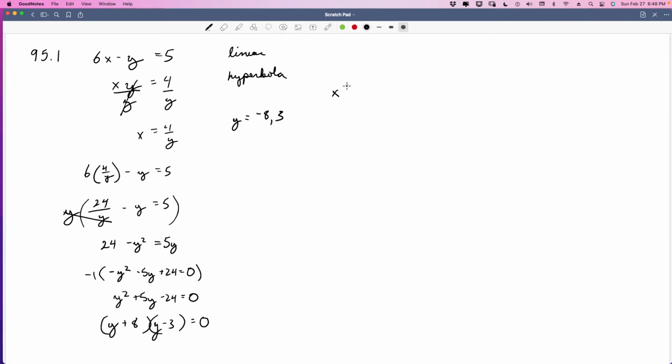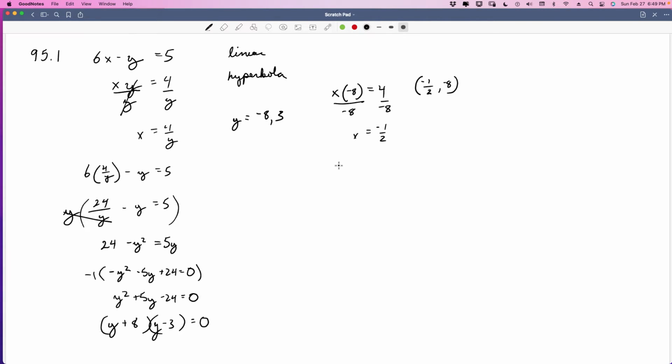So x times y, where y is negative 8, is equal to 4. All right, and that's going to give me negative 8 in my y value. Let's see what my x value is. So we'll divide both sides by negative 8. X is going to be equal to negative 1/2. All right, so negative 1/2 for the x and negative 8 for the y.